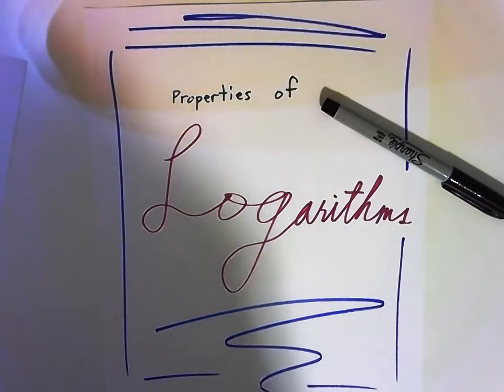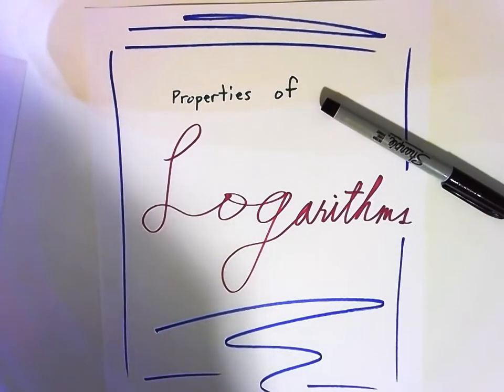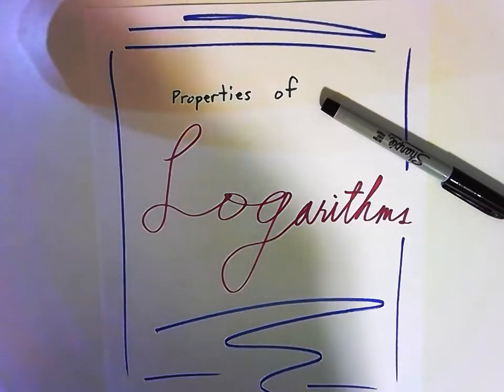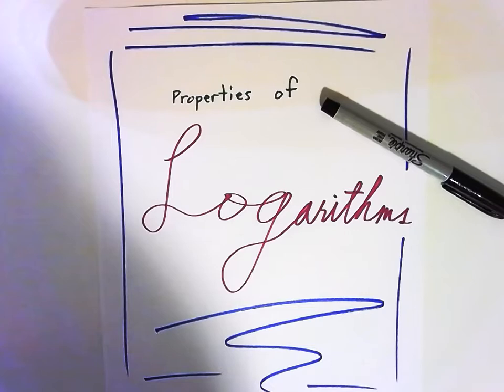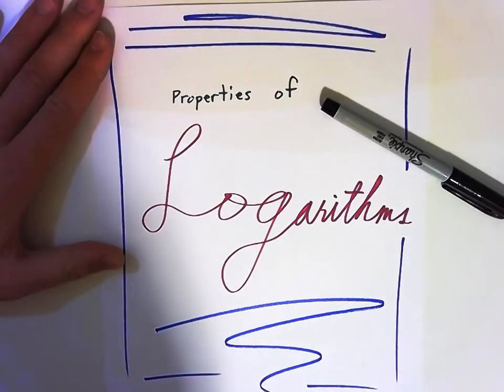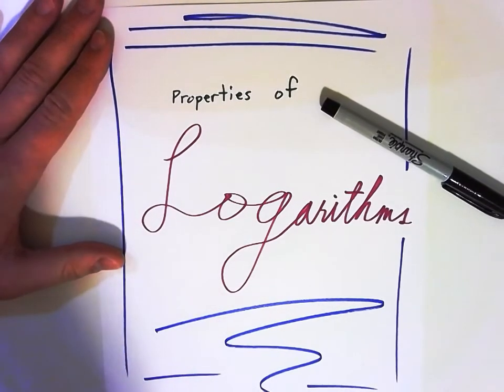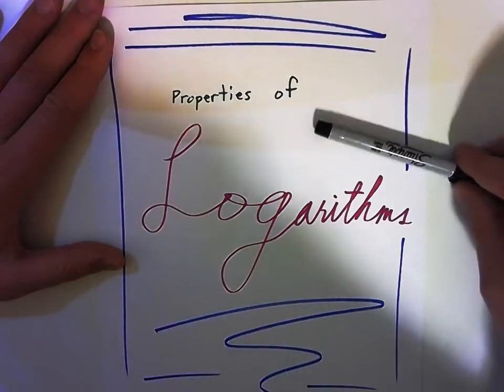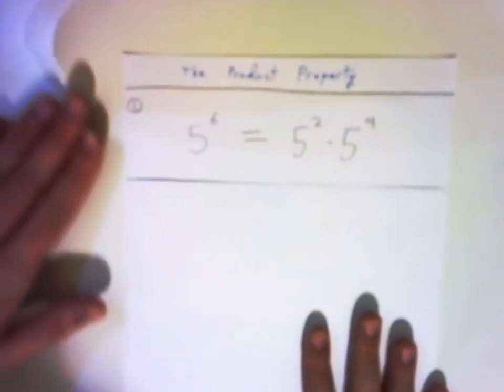Okay guys, today we're going to talk about properties of logarithms. And since logarithms are the inverse of exponents, log properties are kind of the inverse of the exponent properties. So, start off with the product property.